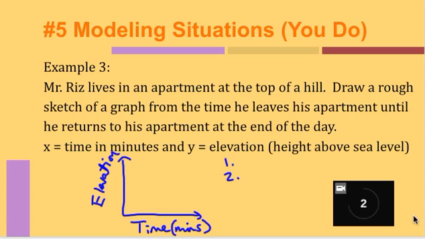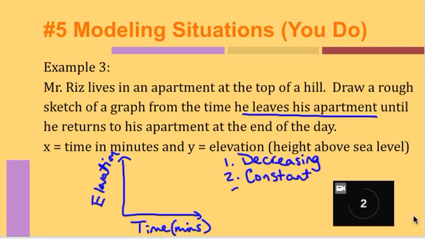Now it says, draw a rough sketch of a graph from the time he leaves his apartment, so leaving my apartment, until I return to my apartment. So now when I leave my apartment, my elevation is going to be decreasing. Now hypothetically, I get to school and I'm at that elevation all day, so that is going to be constant. And then finally, I'm going back home, returns to his apartment, so that means that my elevation is going to be increasing.